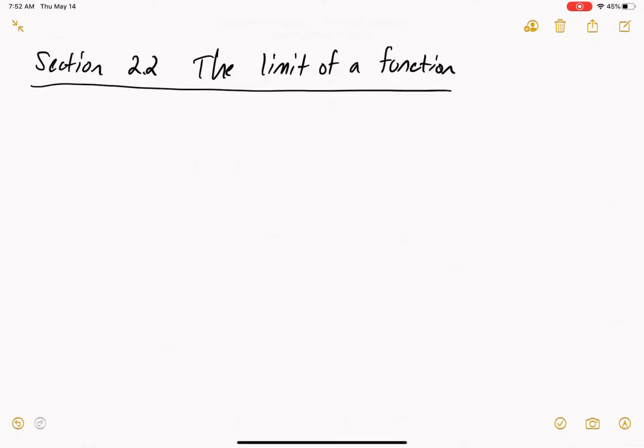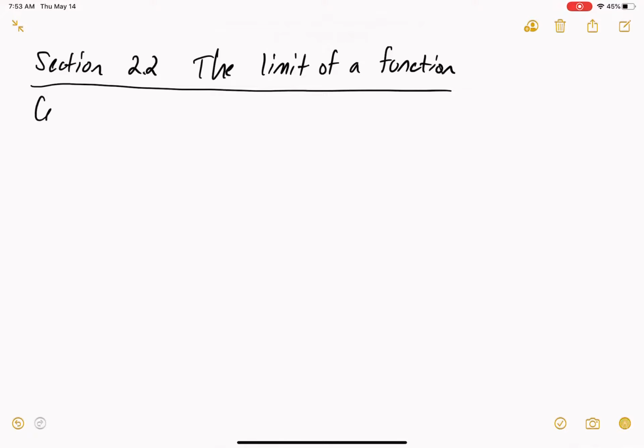Hello guys, today we're going to be covering section 2.2, which is going to be the limit of a function. Limits are kind of a weird thing to think about at first and take a while to get used to, so it's always nice to see them in a more natural setting first. Let's try working with an example and just see what happens.